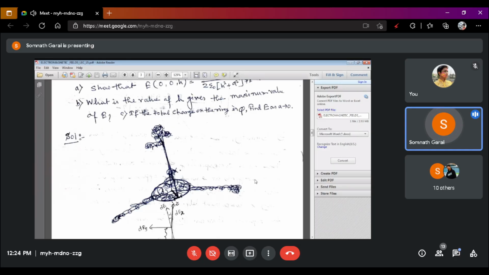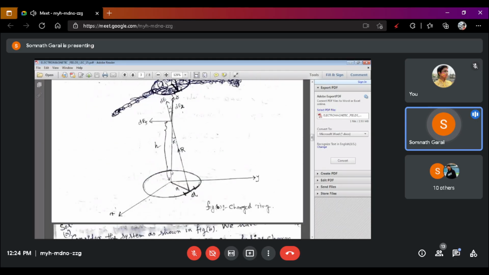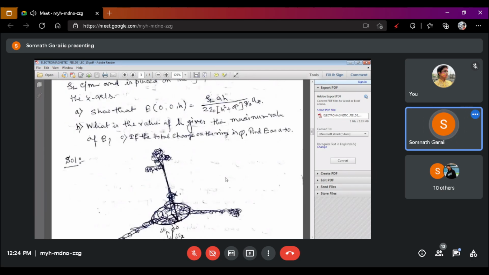The total charge of the ring, with respect to the circumference of the circle, that is 2 pi R. So 2 pi A is equal to Q. Then you calculate the electric field intensity E as the radius is very small, as the radius tends to 0.